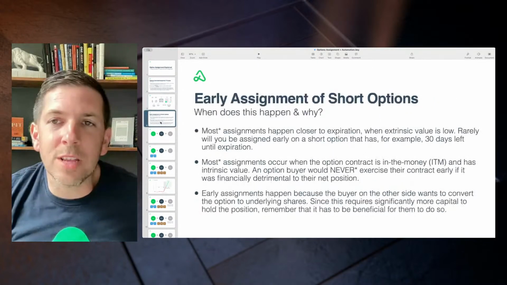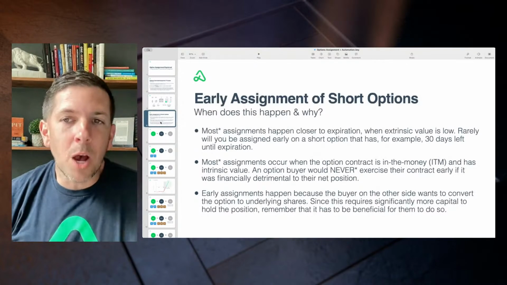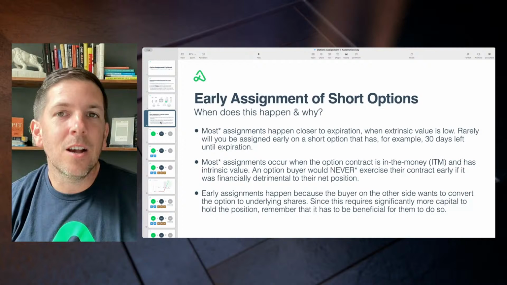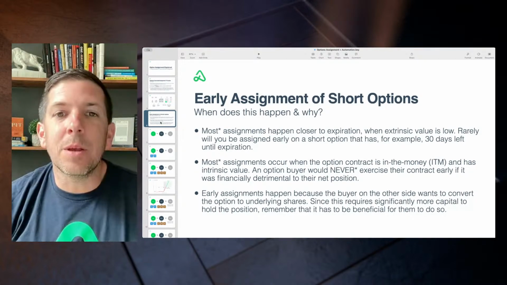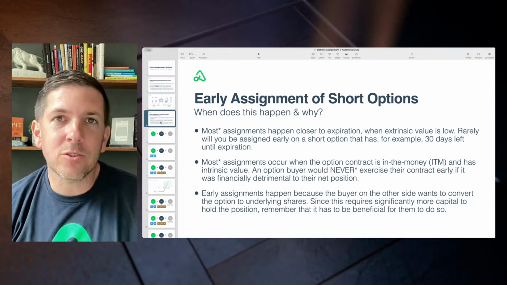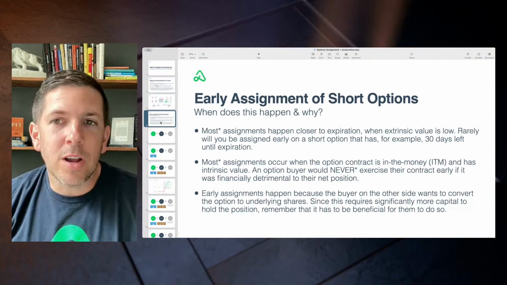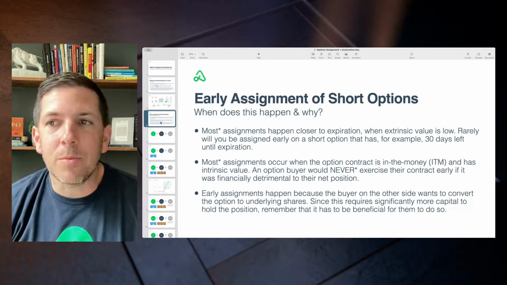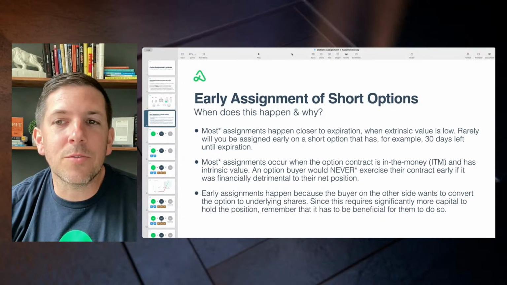So let's talk about early assignment of short options. When does it happen and why? Now, I say most because we can't guarantee all the things are going to happen. We certainly don't know when assignment's going to happen, but most assignments happen closer to expiration when extrinsic value is low. You will rarely be assigned on contracts that are 30 days out from expiration because they just have too much time.